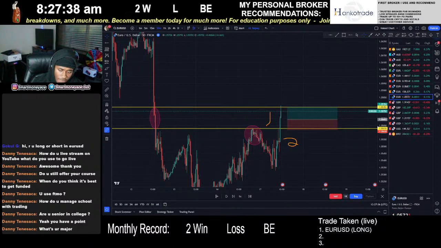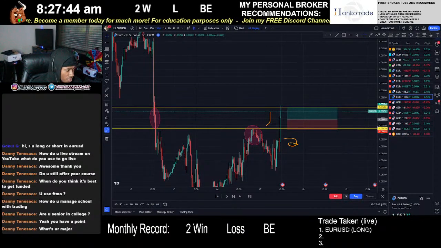So since we didn't have that pullback, my prediction is that in the next 2 minutes, CPI is going to force price to wick and then push up.